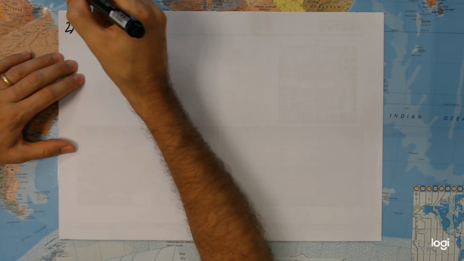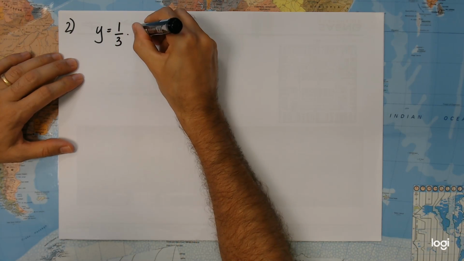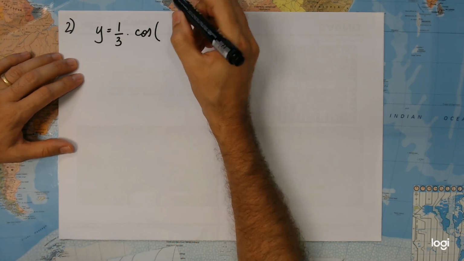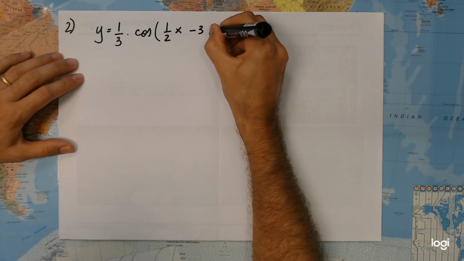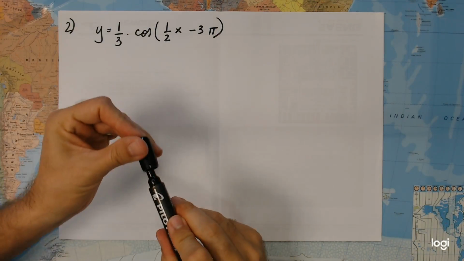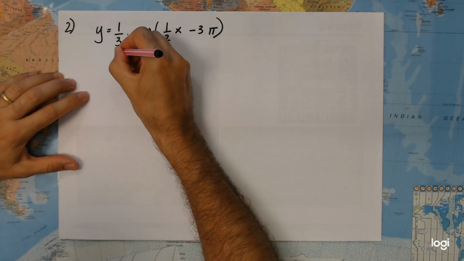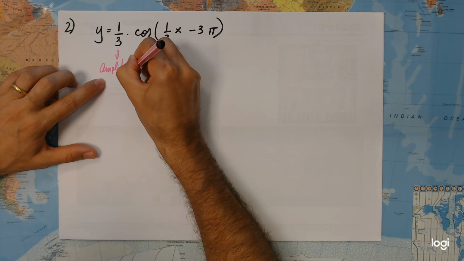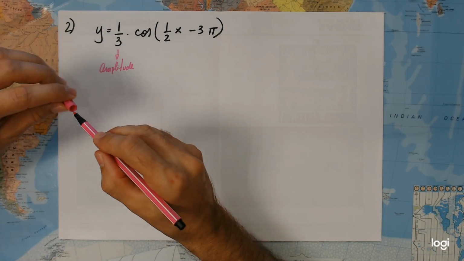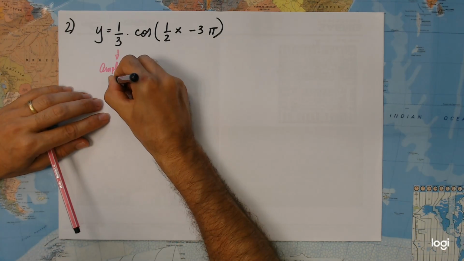Okay, now we have another function. Let's call it the second function, and this function is y equals 1/3 the cosine of half x minus 3 pi. Okay, good. Once we have this function, let's start to understand what is going on. This is going to be the amplitude, and we can already see that it is going to be divided by 3.